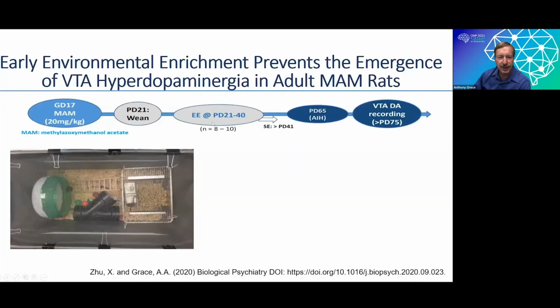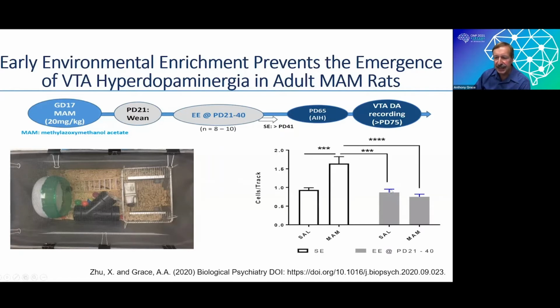Well, to do this, we used environmental enrichment, where we put half the rats into an enriched environment with extra exercise wheels, extra toys, extra compatriots. And what we found is raising them between postnatal day 21 to 40 in the enriched environment prevented the increase in dopaminergic neuron firing and also prevented the loss of the parvalbumin interneurons. So just like diazepam, environmental enrichment seems to prevent the expression of this pathophysiology.